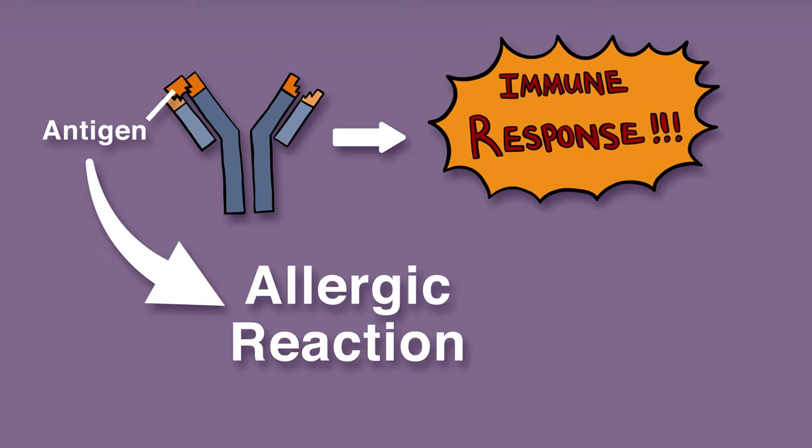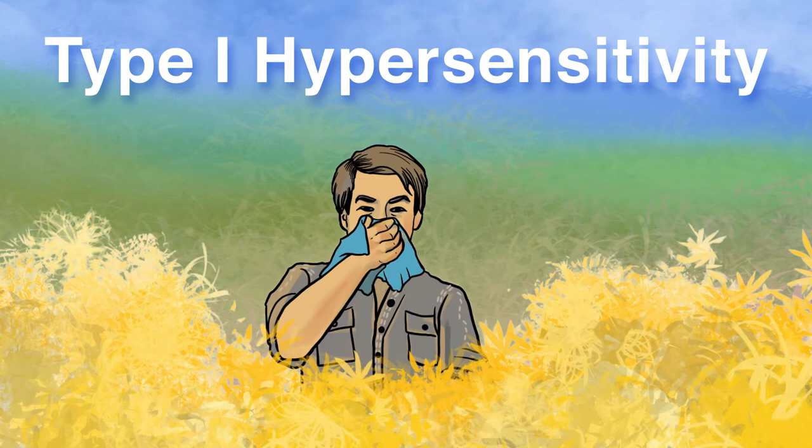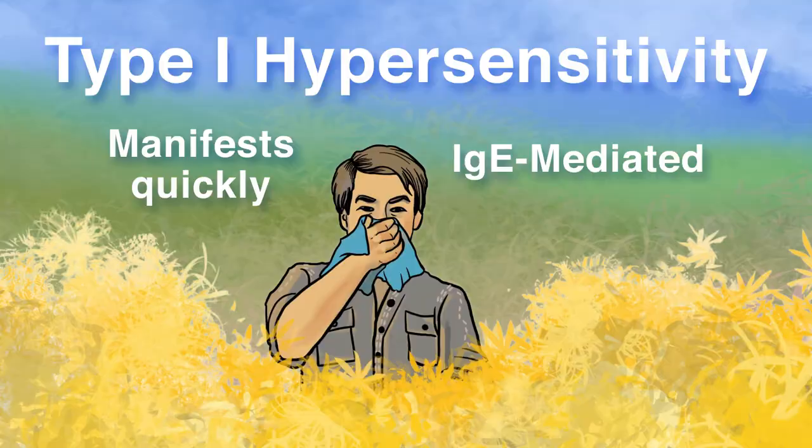The five major immunoglobulin classes found in serum are IgA, IgD, IgE, IgG, and IgM. Most allergies fall under the type 1 hypersensitivity category. This type of hypersensitivity manifests quickly, so it is also called an immediate hypersensitivity. It occurs thanks to IgE antibodies, so it is also called IgE-mediated hypersensitivity.